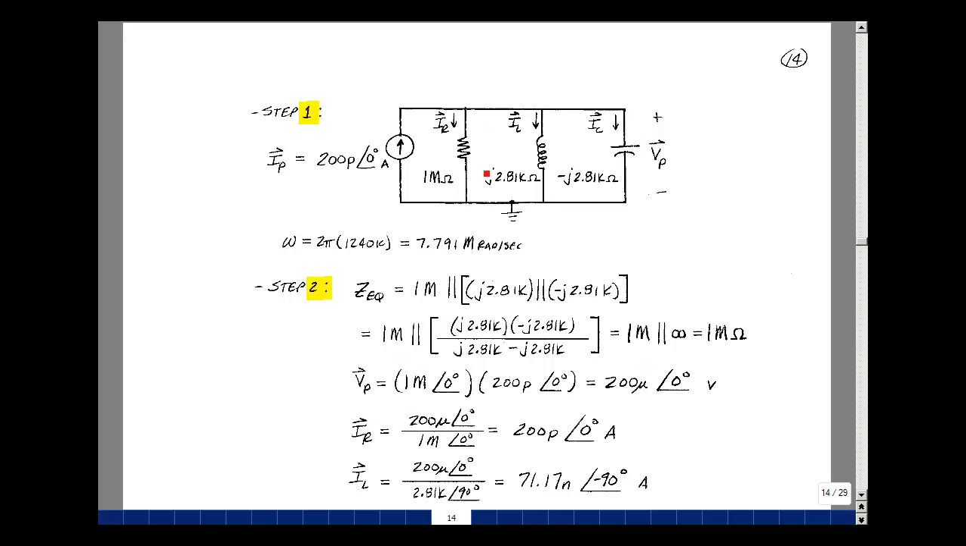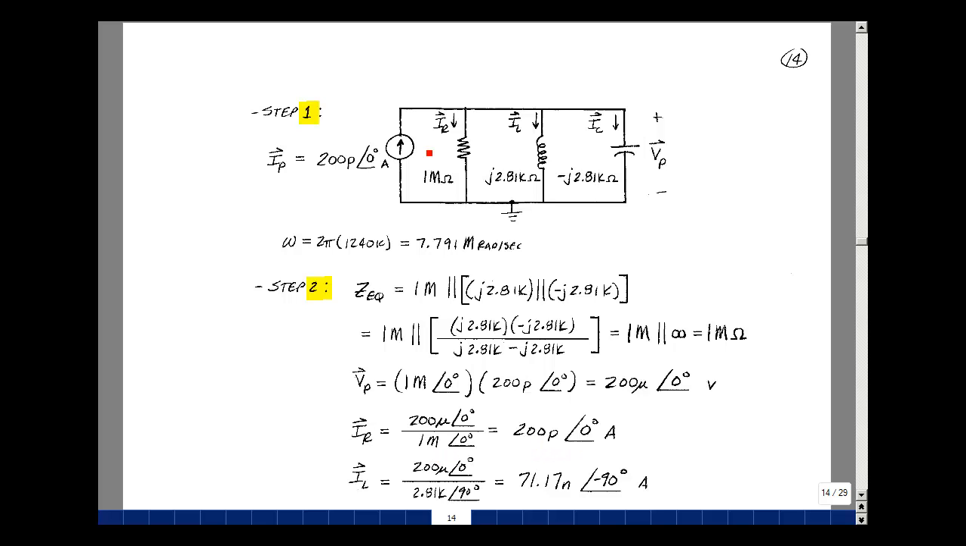The voltage across the parallel combination would just be this current flowing into this parallel combination. 1 megohm at angle 0 and 200 picoamps at angle 0 gives me 200 microvolts at angle 0. Again, this is typical of what you would see coming off an antenna. Pretty tiny signal. Current then in this resistance is going to be the voltage across the parallel combination divided by the resistance, and that turns out to be 200 picoamps at angle 0.